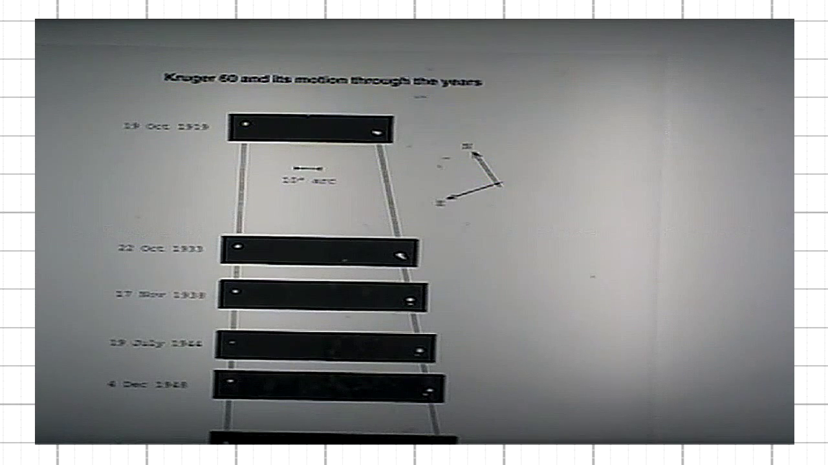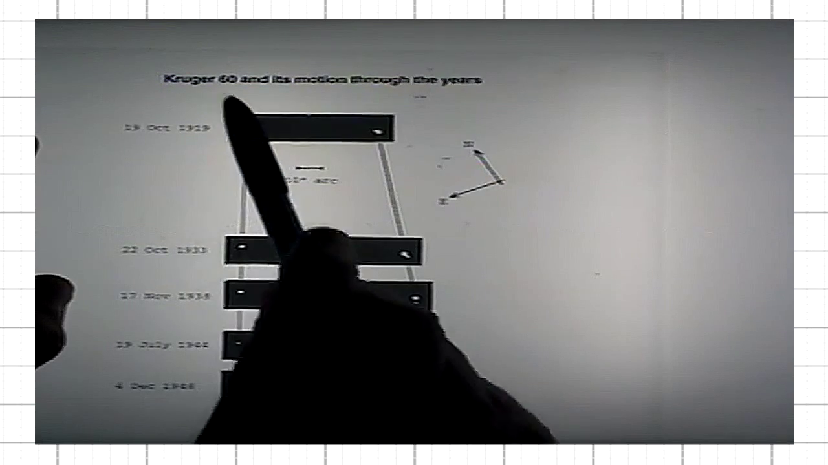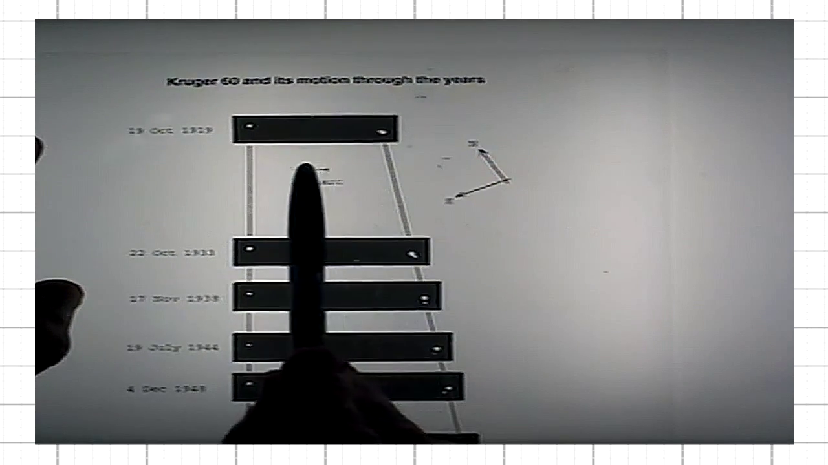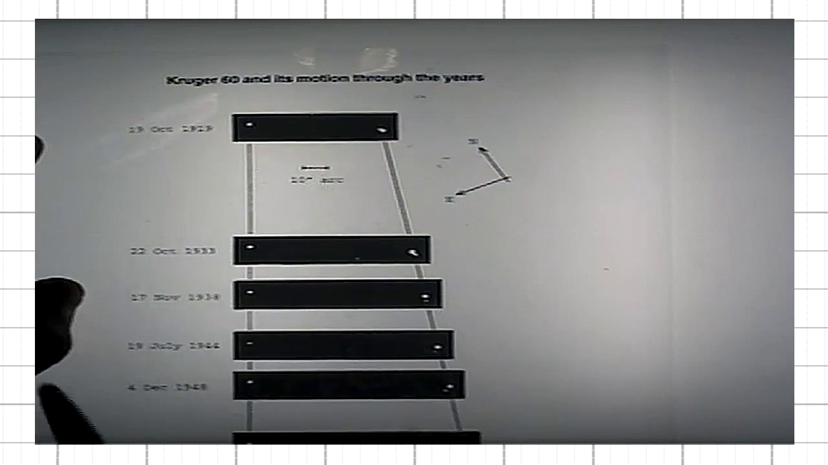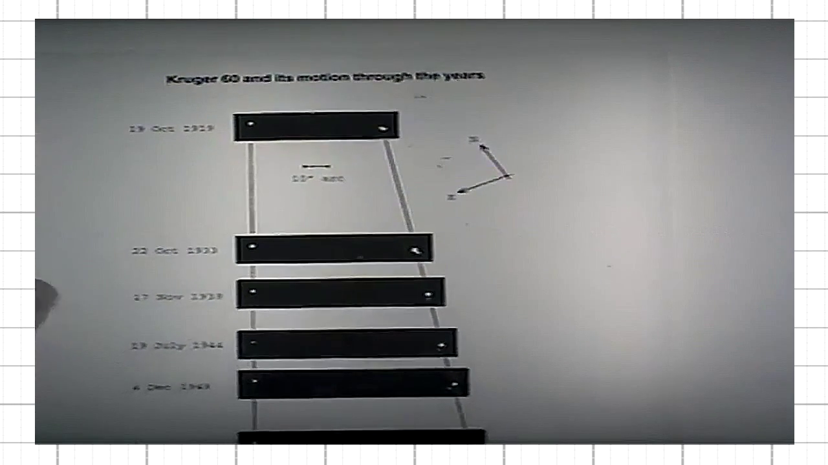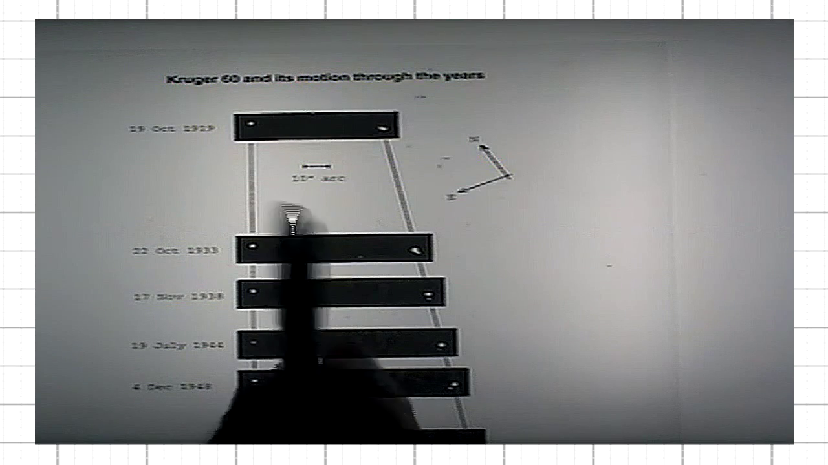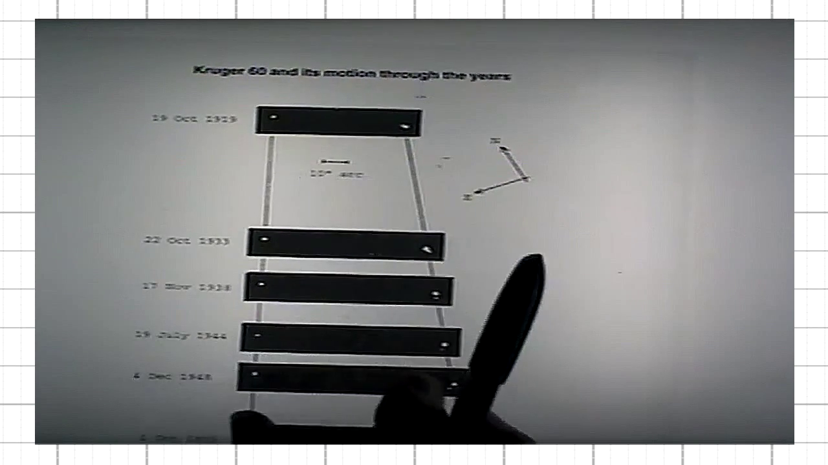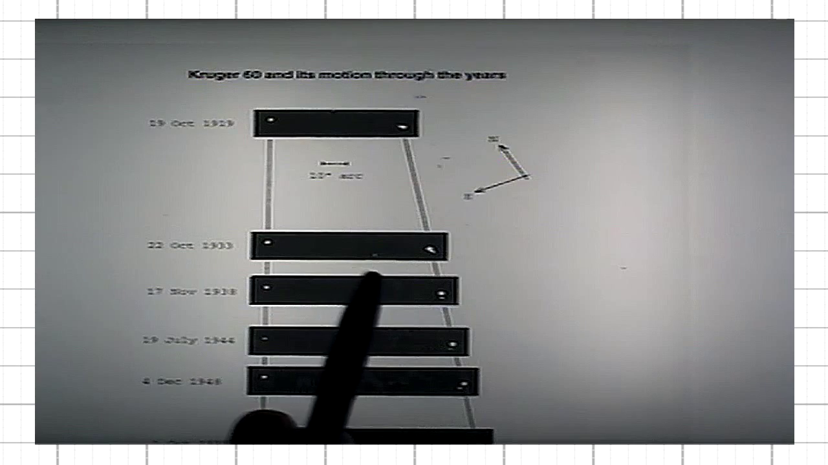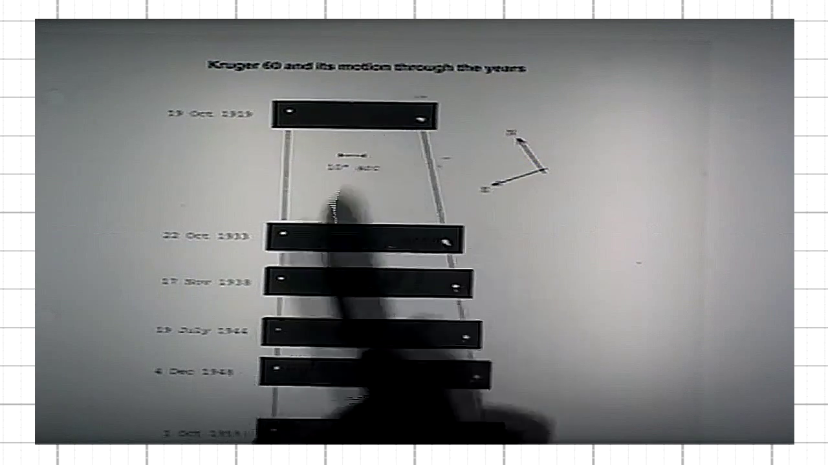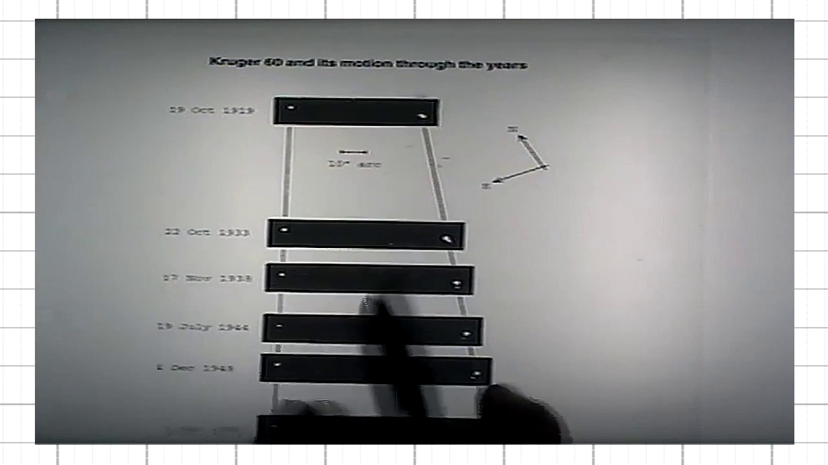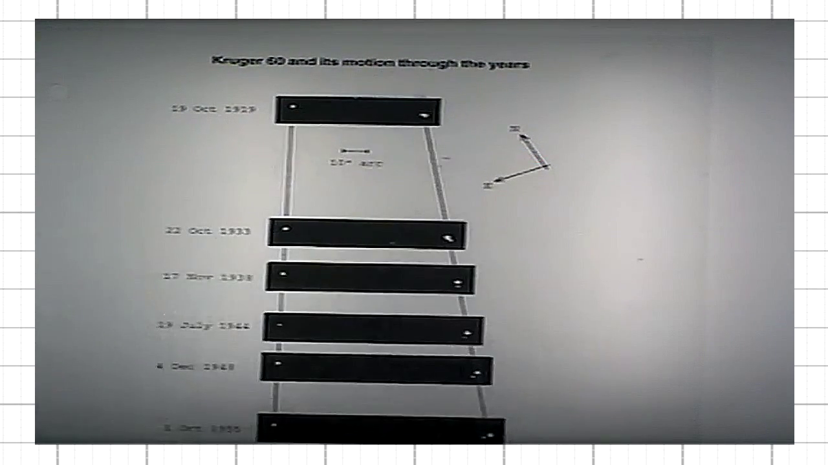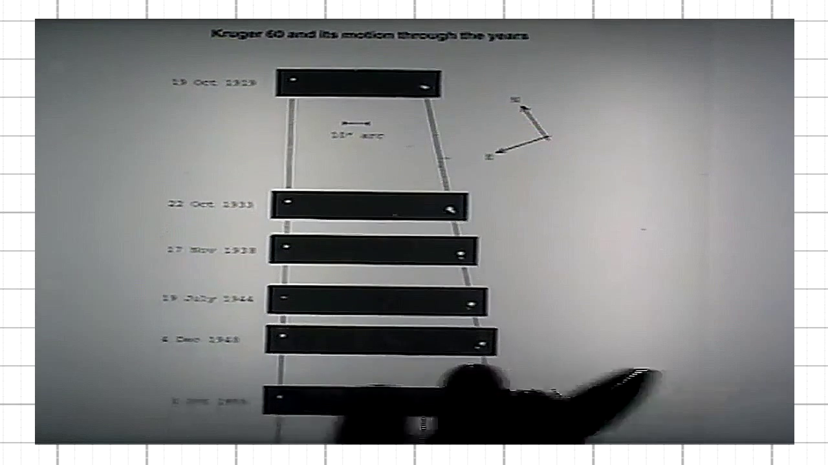Here is an example of a binary star system, so-called Kruger 60. This width here corresponds to 10 seconds of arc, giving you the angular distance. Okay, so this here is the angular width of 10 seconds of arc. And the photograph, the first one, was made on October 19, 1919, and it shows the two stars in the binary system.